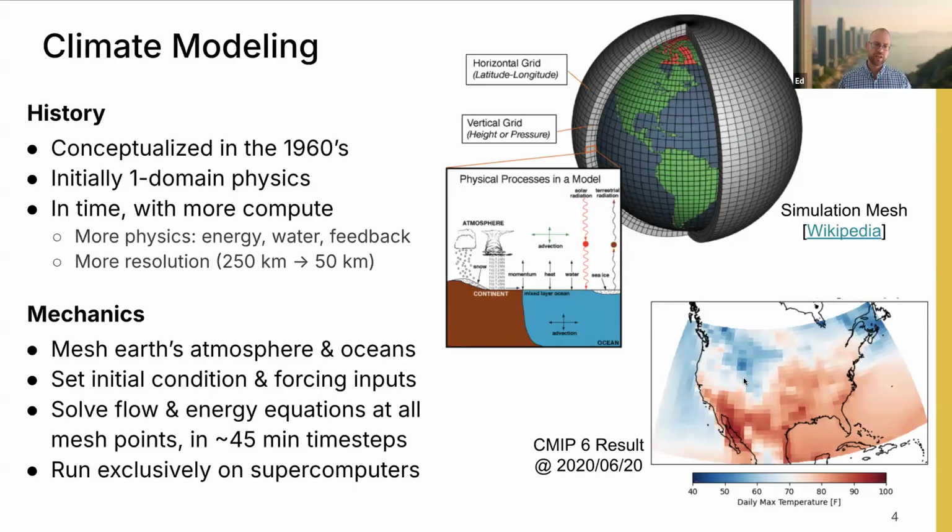And once all of that is set up, we solve flow and energy equations. I know some of you are familiar with the Navier-Stokes equations from talking with you. That's the sort of PDE that's getting solved here and advanced typically for 100 years. So a typical duration of model results is 100 years, and that happens in 45-minute or an hour time steps, something like this. And this is all happening on data centers and supercomputers.